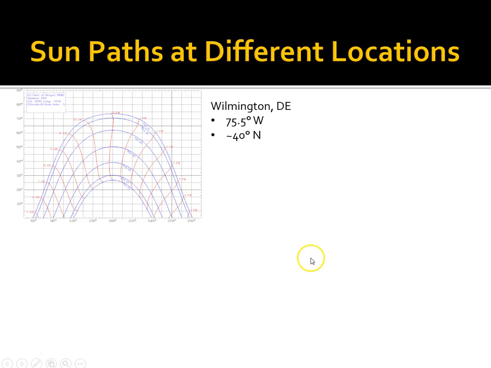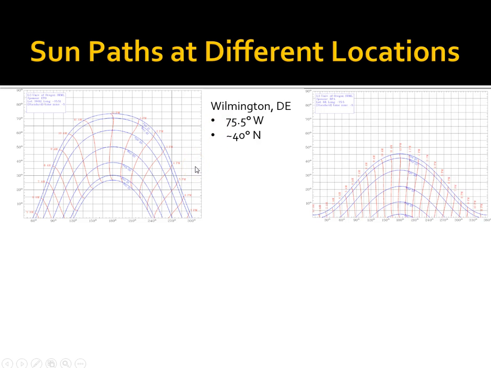And the last little thing, let's look at sun paths at different locations. So here's our Wilmington, Delaware, right? 75 west, 40 degrees north. Feel free to press pause and try to figure out where you think this is in general. It turns out this is somewhere up in Greenland. This is the exact same longitude, but a very different latitude, 68 degrees north. As you can see, the sun takes a very different path throughout the year at this latitude. It never really gets very high in the sky because it's so far north.